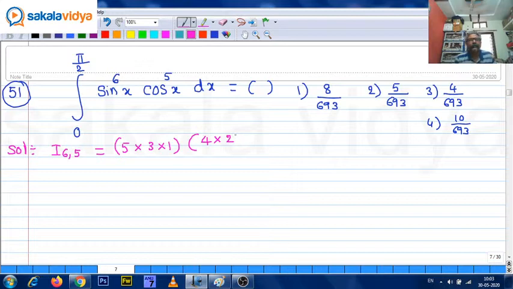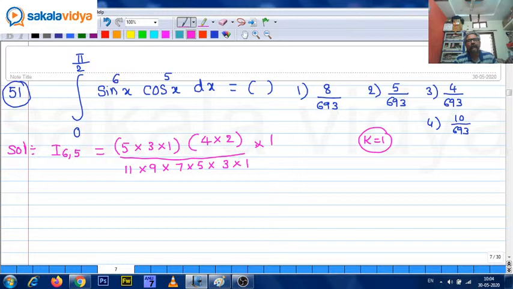Upon 6 plus 5 is 11. 11 into 11 minus 2 is 9, 9 minus 2 is 7, 7 minus 2 is 5, 5 minus 2 is 3, 3 minus 2 is 1. Stop. Here actually, this is even, this is odd. That's why here the k value is 1, not pi by 2. Now into 1. So now any cancellation? Yes, 3 gets cancelled, 5 gets cancelled. So 4 2 ja, you will be getting 8.